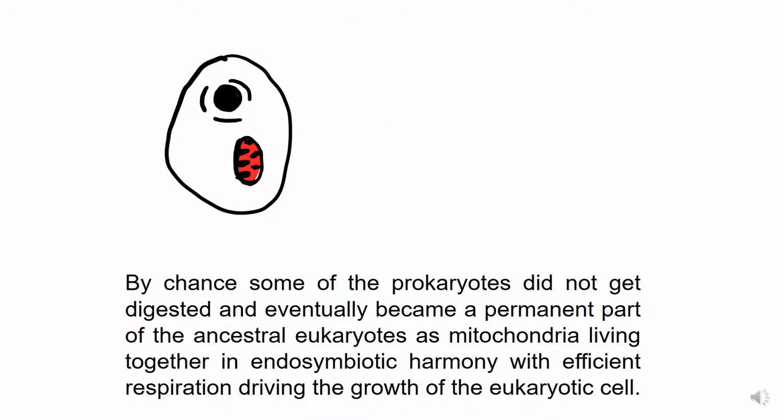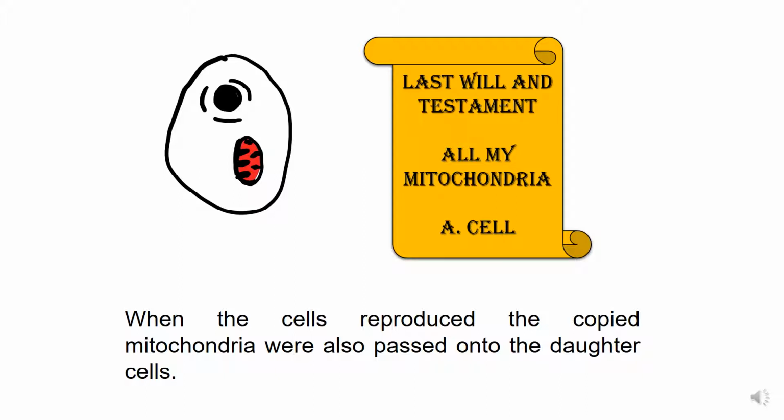So the prokaryotes don't get digested, and eventually they become the mitochondria inside of the cells. The eukaryotes benefit because they get increased efficiency of respiration and energy release due to the aerobic respiration that the mitochondria affords them, and in return the mitochondria stay there because they are able to feed off the nutrients provided by the eukaryotic cell. So when the cells are reproduced, because the mitochondria also have their own genetic information, they are able to get passed on to the next generation of cells.